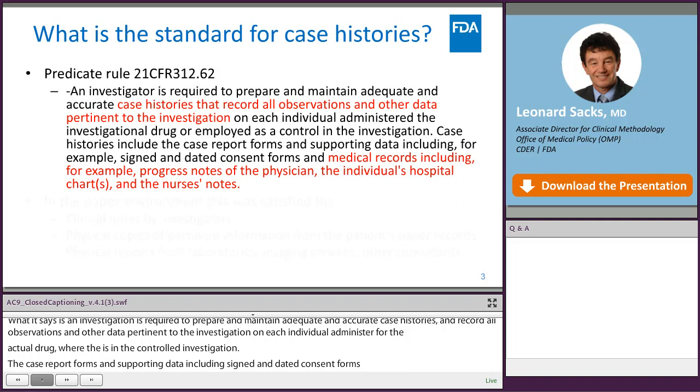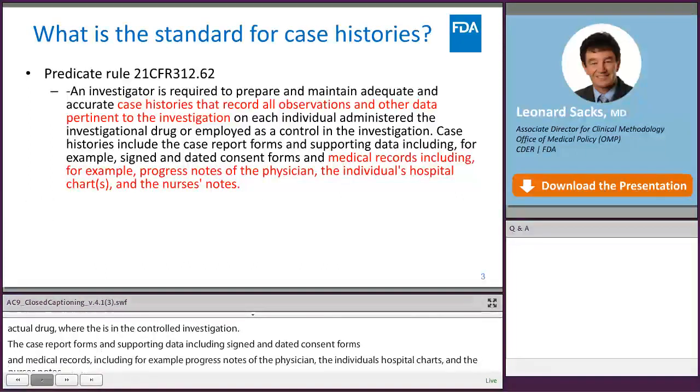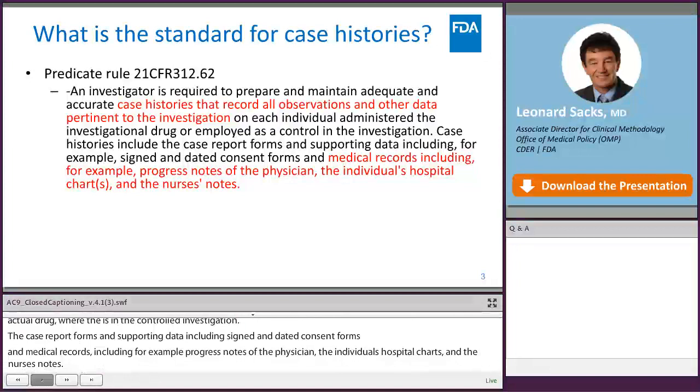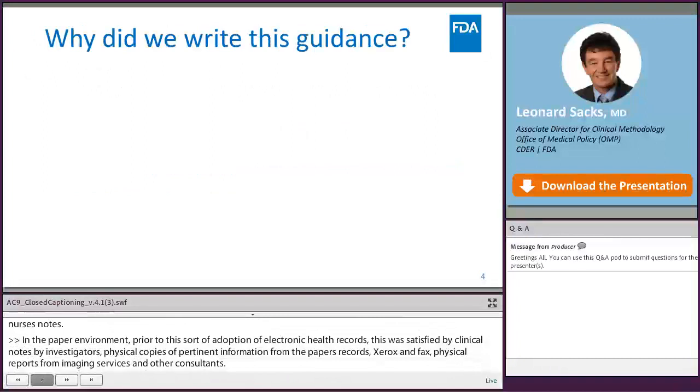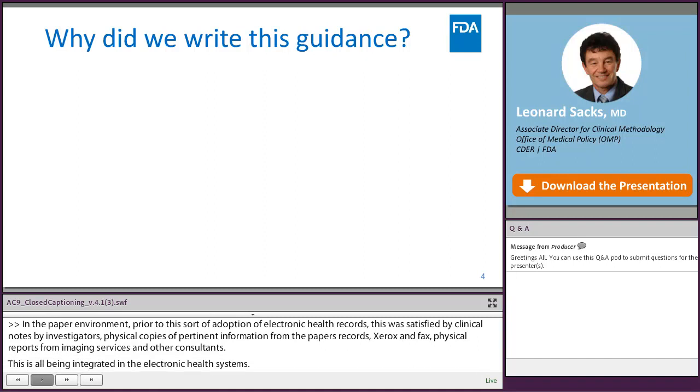In the paper environment, prior to the adoption of electronic health records, this was satisfied by clinical notes by investigators, physical copies of pertinent information from the paper records, Xeroxes and faxes, physical reports from laboratories and imaging services and other consultants. This has all been integrated in electronic health systems. And clearly, as electronic health records become the norm, there are aspects of these records, such as the quality, reliability, confidentiality, and inspections that we need to address.